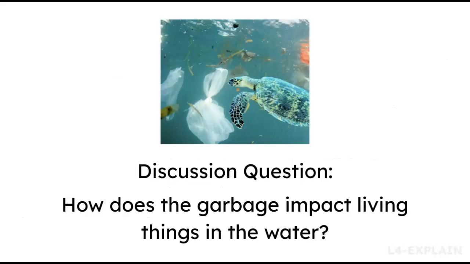In the Explain portion of this lesson, invite students to gather in a circle to share their findings from their Garbage Pollution and Living Things stations. Use the questions below to guide your discussion around the question, how does the garbage impact living things in the water? Use the discussion to create the Lesson 4 summary chart.